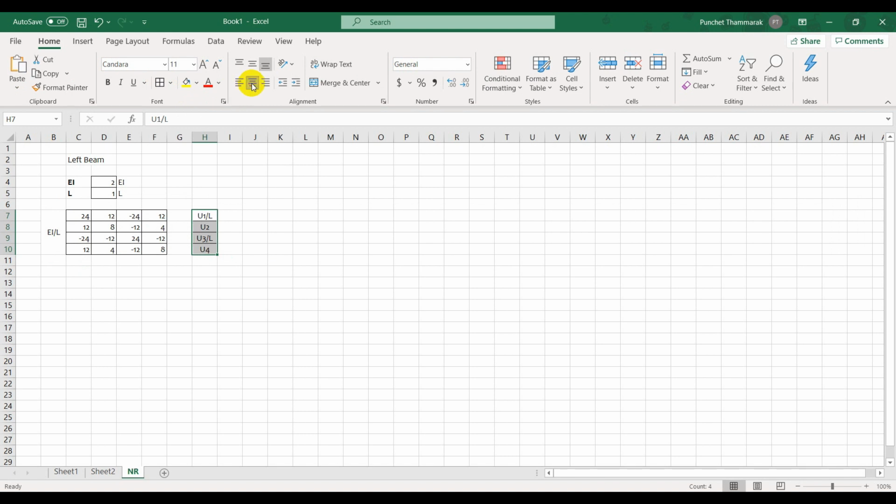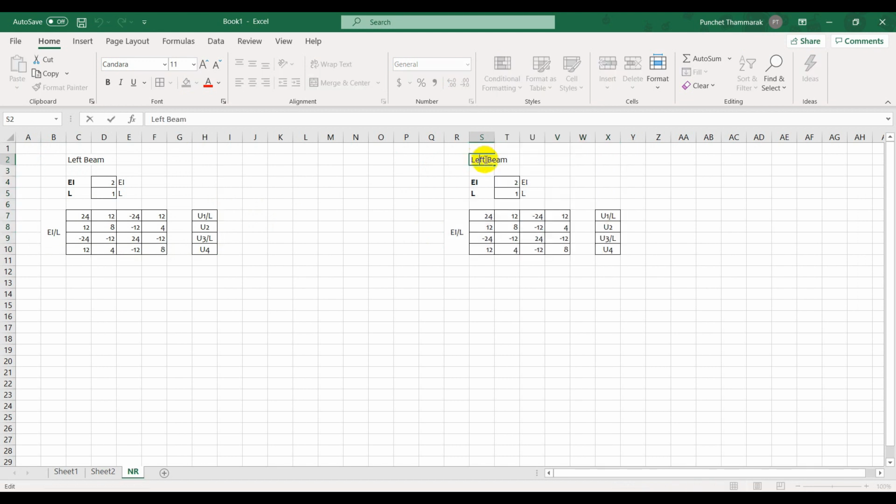Multiply by the displacement unknowns, and the right beam will be the same. So there you go. But for the right beam you have 1 EI, and this is for U3, for U4, for U5, and for U6. This problem includes only 6 degrees of freedom.